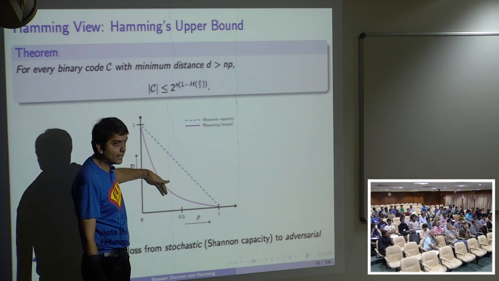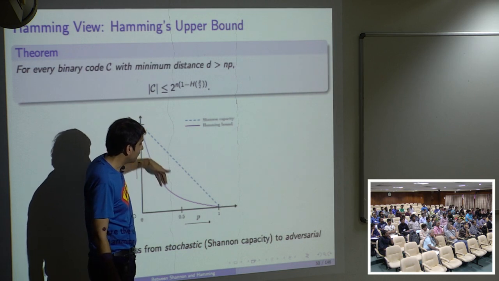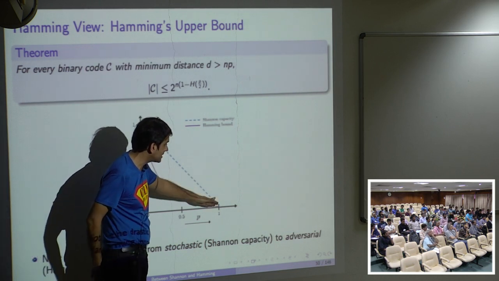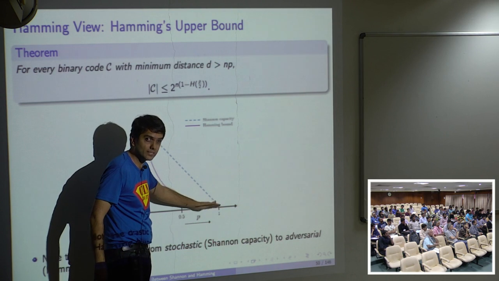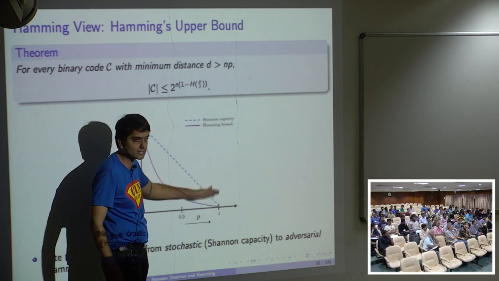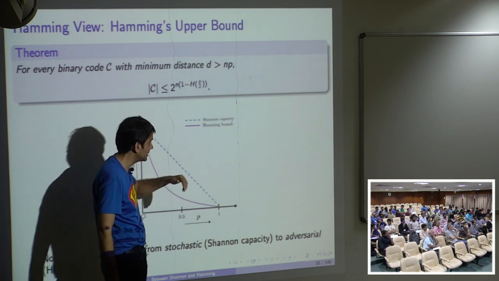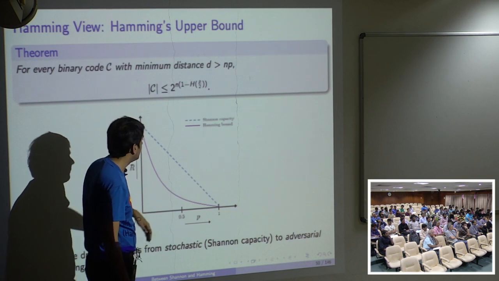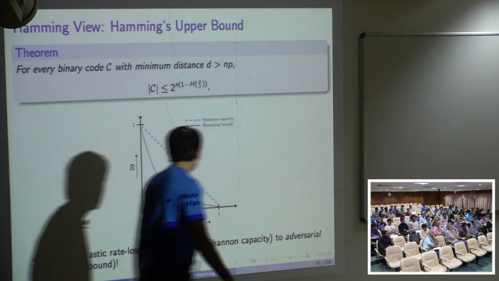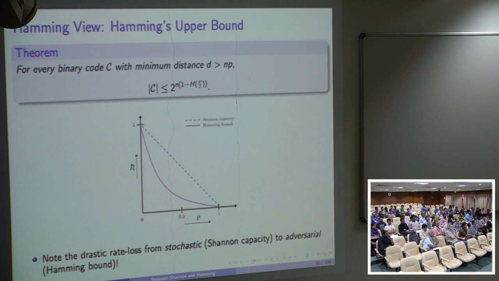But at least it cannot be larger than 1 minus h of p over 2. So something like that is what we'll prove. h is the binary entropy function. We'll prove it's no larger than something like this. So having an adversary has a dramatic impact.